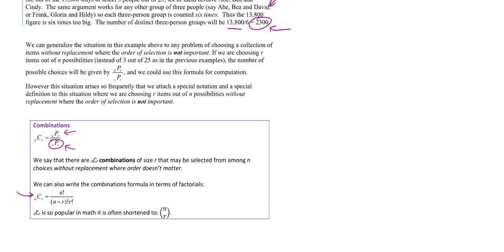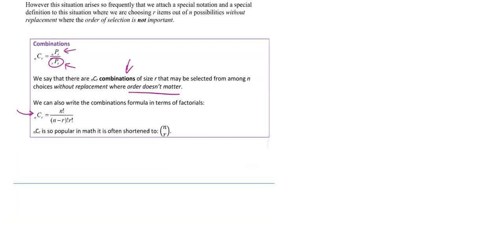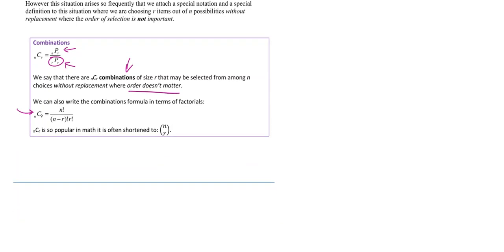Okay? All right, so we say that there are NCR combinations of size R that may be selected from among n choices without replacement, where order doesn't matter. And that's going to be the key for these ones. Order doesn't matter. Okay? Another way of writing this is just like this one.